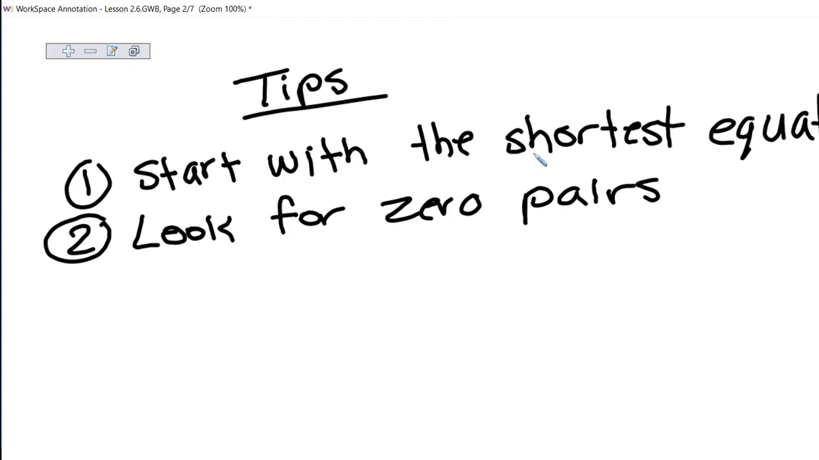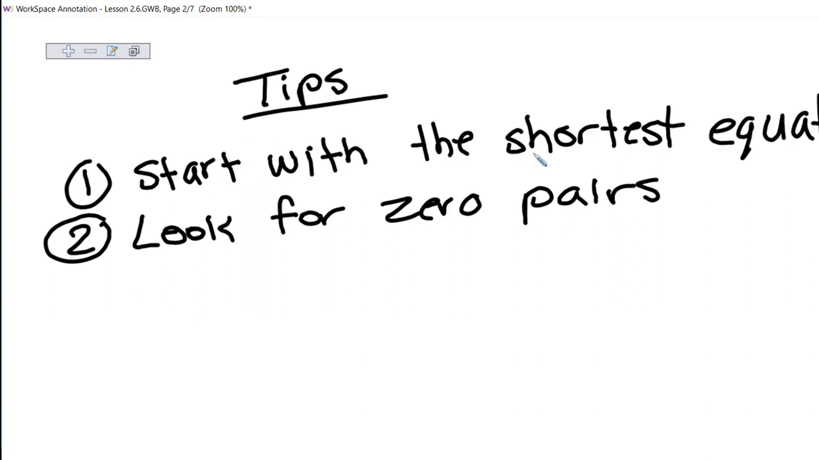So if you look at a problem and you're not sure where to even begin, look at tip number 1. Start with the shortest equations. Then look at tip number 2. Look for any 0 pairs that you might see with a pair of equations. Okay, so we're going to use those 2 tips to start with problem number 1.